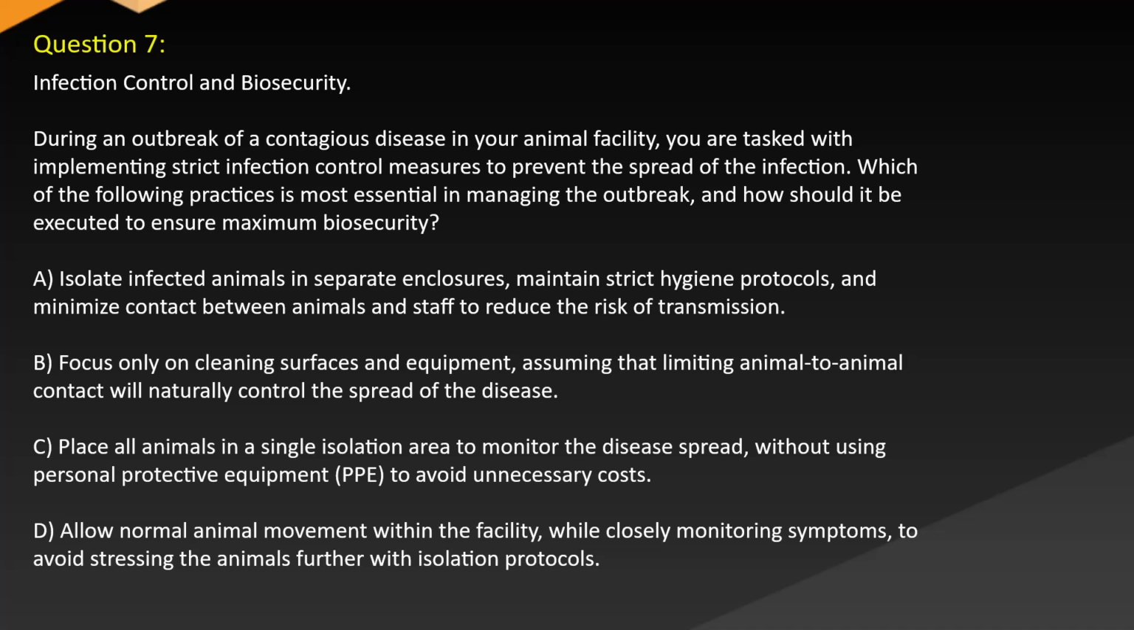A. Isolate infected animals in separate enclosures, maintain strict hygiene protocols, and minimize contact between animals and staff to reduce the risk of transmission. B. Focus only on cleaning surfaces and equipment, assuming that limiting animal-to-animal contact will naturally control the spread of the disease. C. Place all animals in a single isolation area to monitor the disease spread without using personal protective equipment, PPE, to avoid unnecessary costs. D. Allow normal animal movement within the facility while closely monitoring symptoms to avoid stressing the animals further with isolation protocols.